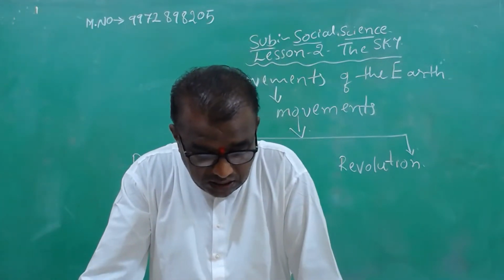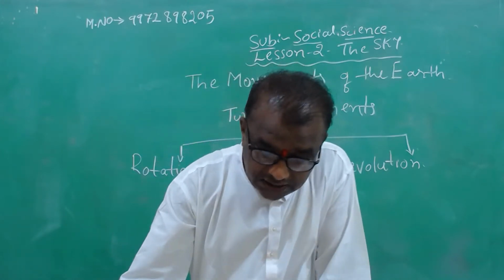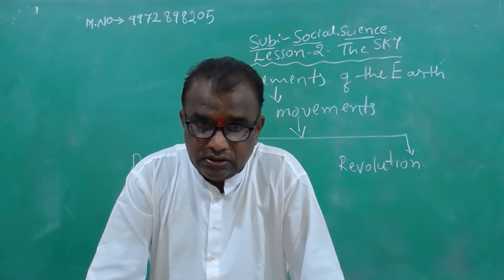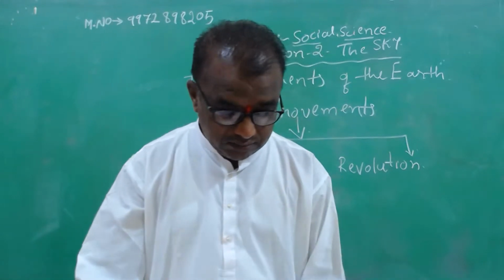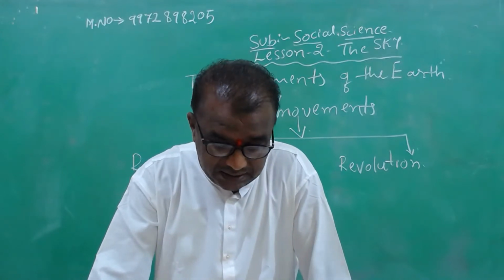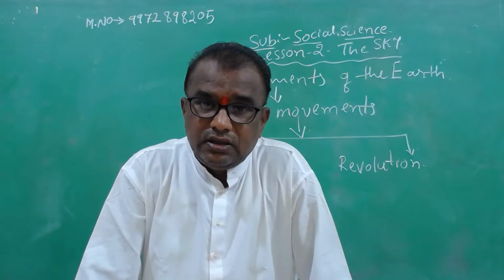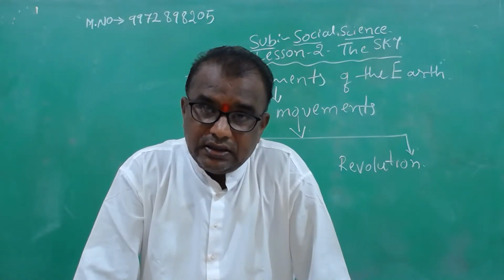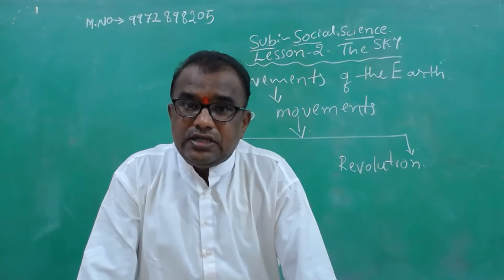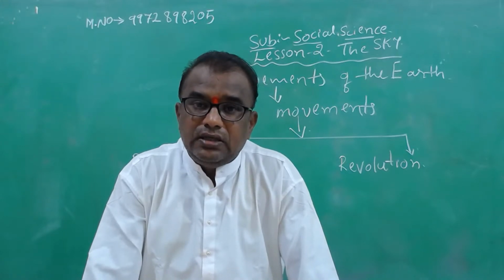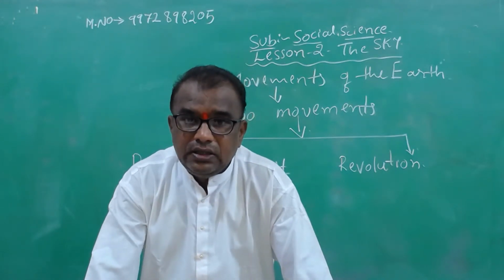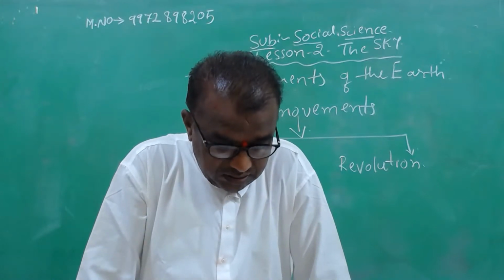The Earth's rotation takes 24 hours, and the result is day and night. Revolution takes 1 year, and the result is seasons. The seasons change: summer, winter, rainy, and spring. These seasons are the result of the revolution of the Earth.